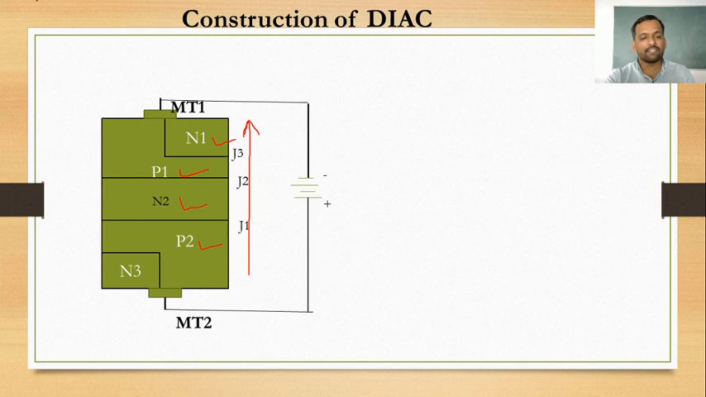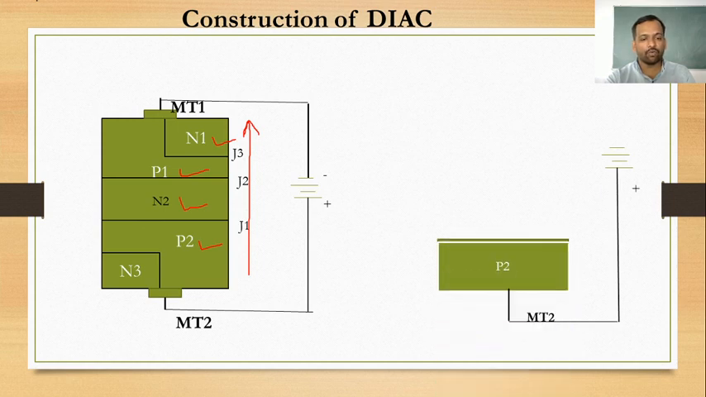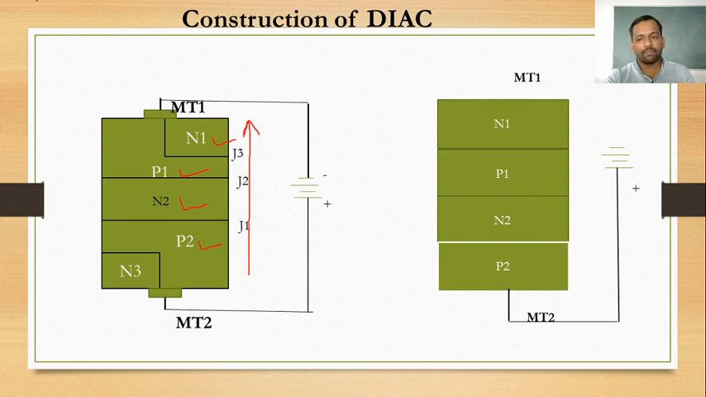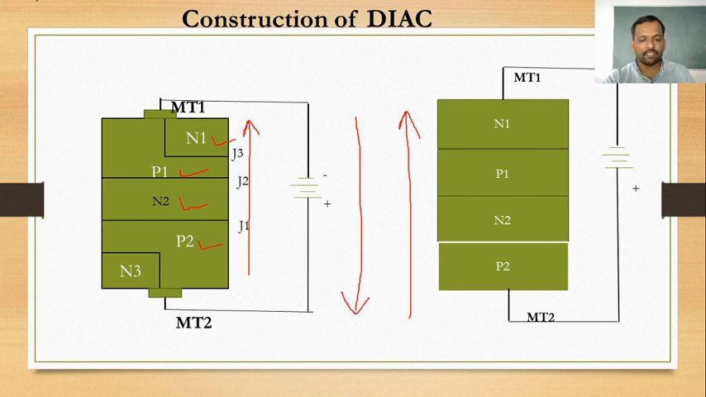Here, junctions J1 and J3 are forward biased and junction J2 is reverse biased. When junction J2 breaks, current will flow through the device. If we want to draw the direction of this current, it will be from the positive terminal, then MT2, then layers P2, N2, P1, N1 and the MT1 terminal, and then the negative terminal. That is, current will flow from the MT2 terminal to the MT1 terminal. In the previous diagram we saw that current flows from MT1 to MT2. Hence it is a bidirectional device in which, depending upon the polarities, current can flow from MT1 to MT2 or MT2 to MT1.